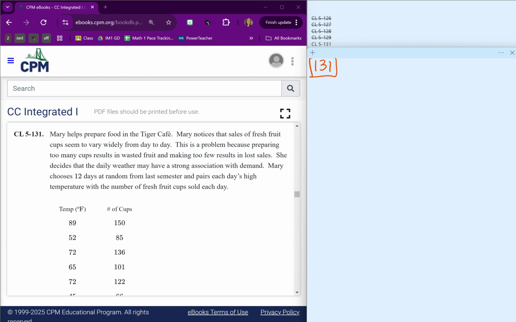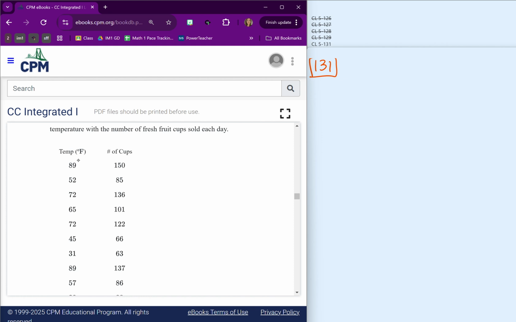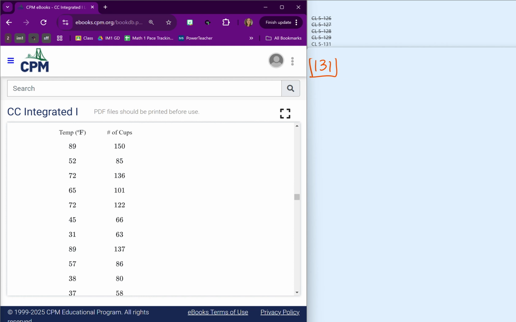So for 131, this is a throwback to chapter 4. Okay, Mary notices that sales of fresh fruit cups seem to vary widely from day to day. This is a problem because preparing too many cups results in wasted fruit, and making too few results in lost sales. She decides that the daily weather may have a strong association with the demand. Mary chooses 12 days at random from the last semester and pairs each day's high temperature with the number of fresh fruit cups sold each day. So we have a column of temperature and a column of number of cups.